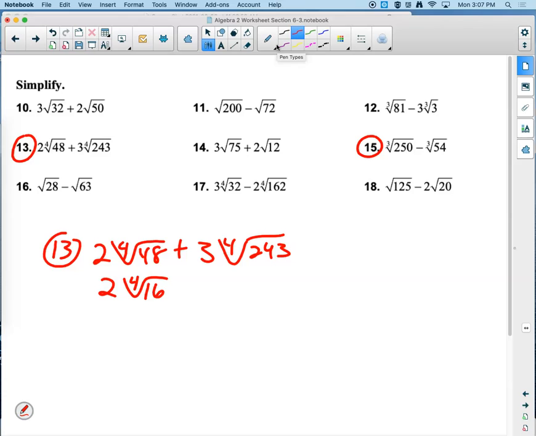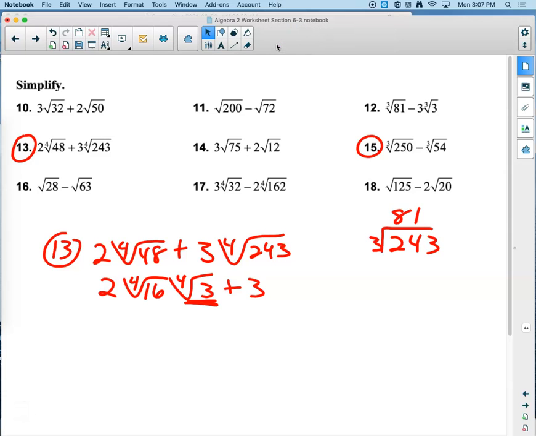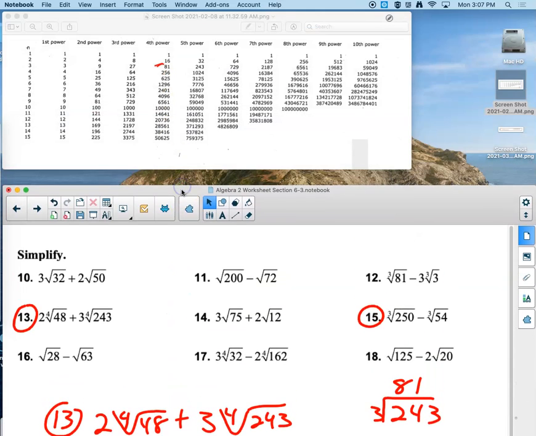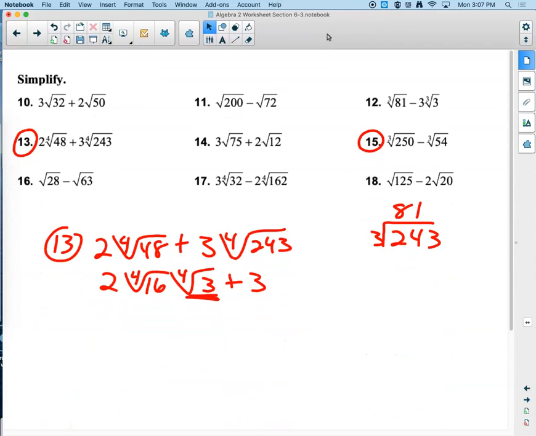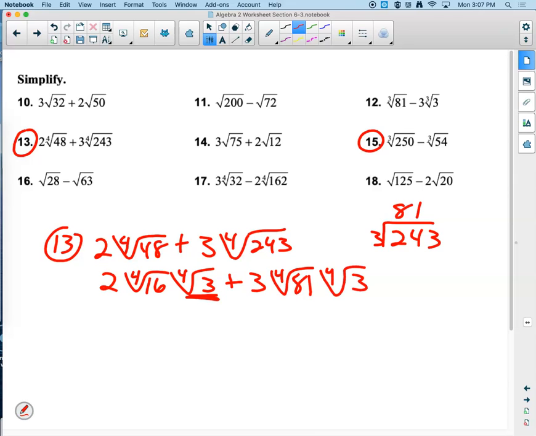So 2 fourth roots of 16 times the fourth root of 3 plus 3, and then I think about 243, and I realize the only way I can do this problem is if 3 goes into this nice and evenly, and I get 81. So now I go back to my power chart and I see, oh, look at that, the fourth root of 81 is going to go nicely into my 243. So fourth root of 81 and fourth root of 3.